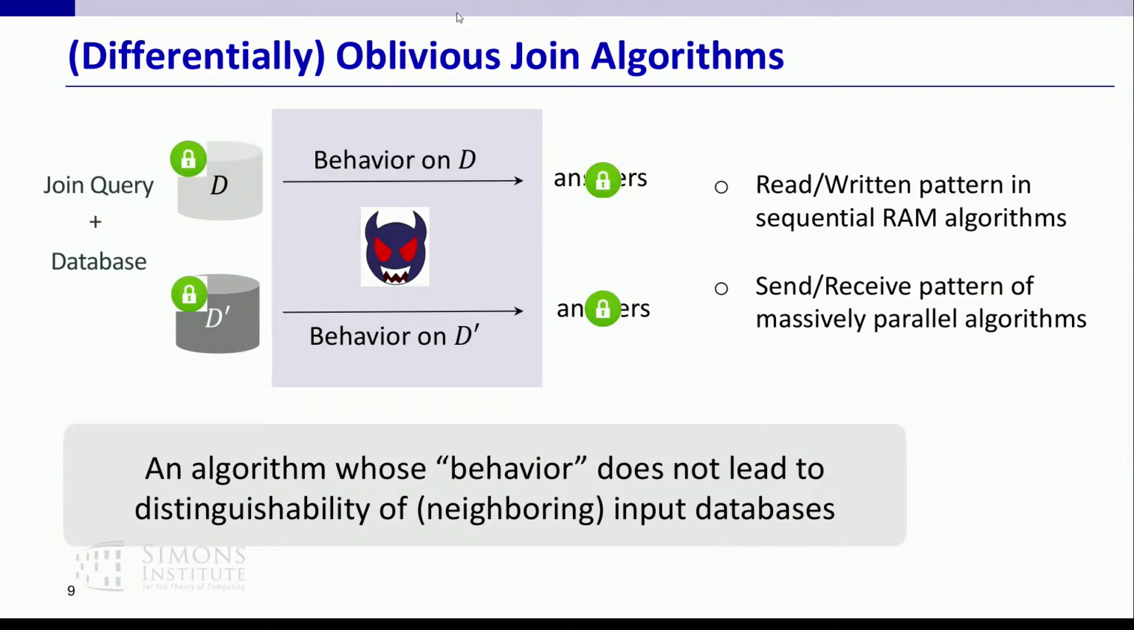So what does the behavior mean? In a sequential RAM model, it could be the sequence of read and write operations to the main memory. Or in massively parallel systems, it could be the send and receive communication pattern of the servers. Here, the goal is to design join algorithms whose behavior does not lead to the distinguishability of the input databases. And if you want a different level of privacy protection, you can also assume differentially oblivious algorithms for the input database.